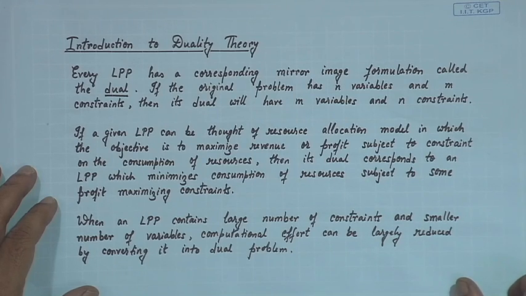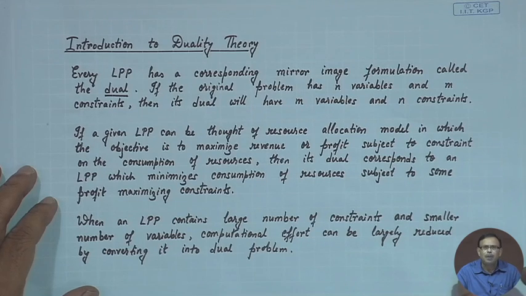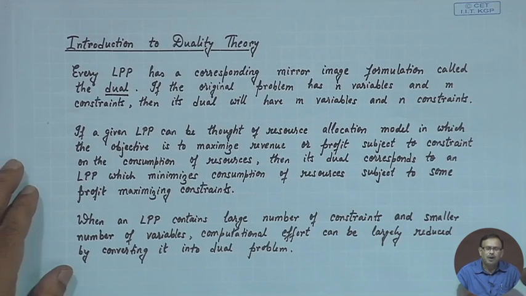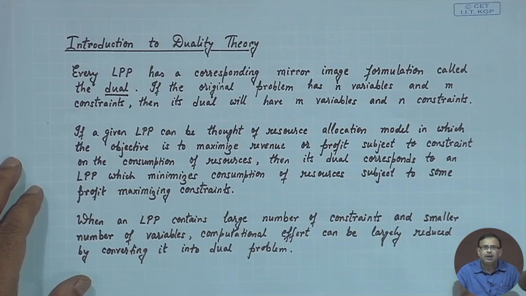If the original problem has n variables and m constraints, then its dual will have m variables and n constraints, as we have written here. So, please note this one: if the original problem has n variables and m constraints, then its dual will have m variables and n constraints. If a given LPP can be thought of as a resource allocation model, that is, in which the objective is to maximize the return or profit subject to some constraints.